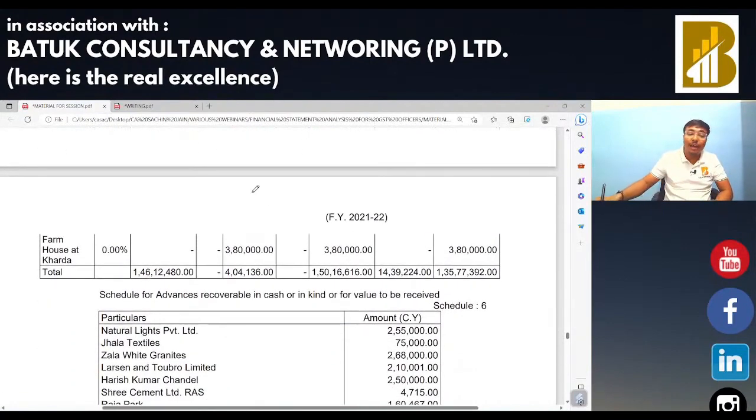Also, there is a purchase of a farmhouse for 3,80,000 rupees. In that case, no GST is applicable on that land purchase.